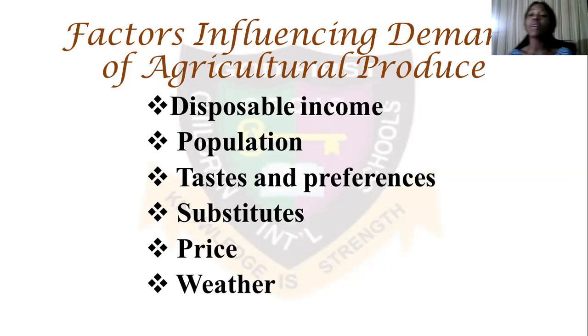Then another thing is weather condition. For example, in the cold season, a lot of people will want to consume hot substances like hot pap. So pap will be in higher demand than other starchy foods. So the weather condition can determine the amount of produce demanded.